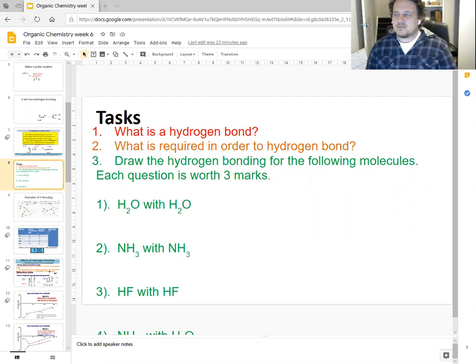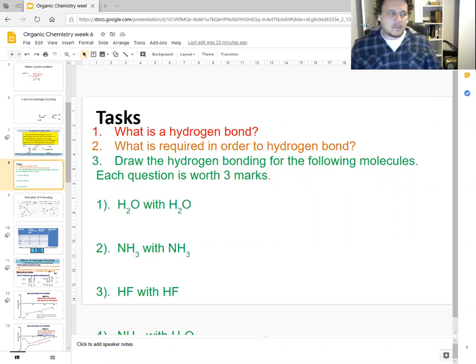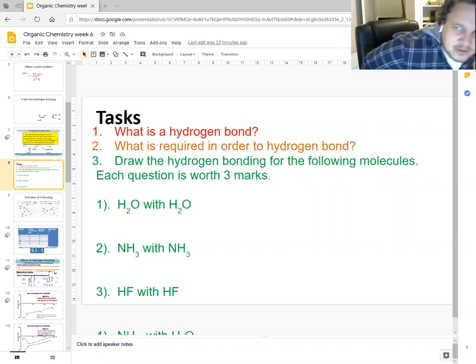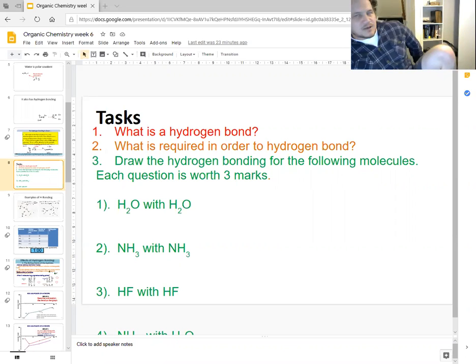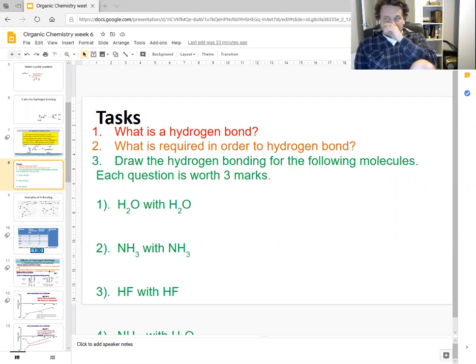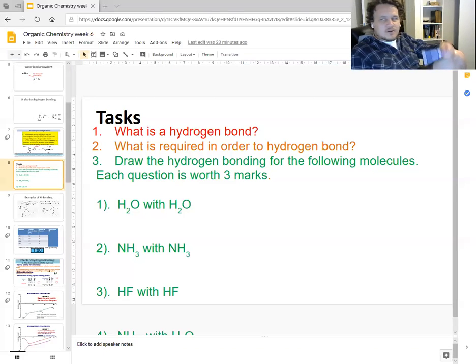So what is a hydrogen bond? It's the interaction between a partially positively charged hydrogen and the lone pairs of electrons on either oxygen, nitrogen, or fluorine. So what's required? Well, you need hydrogen, and oxygen, nitrogen, or fluorine.